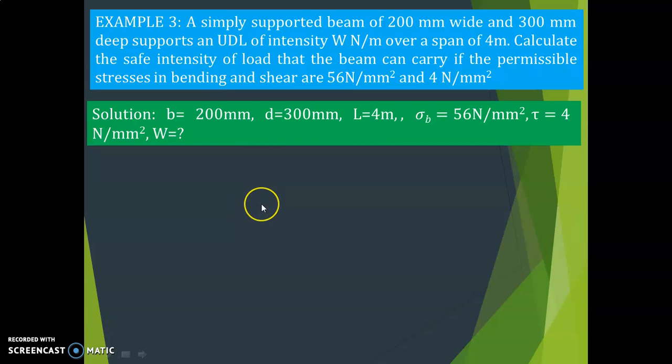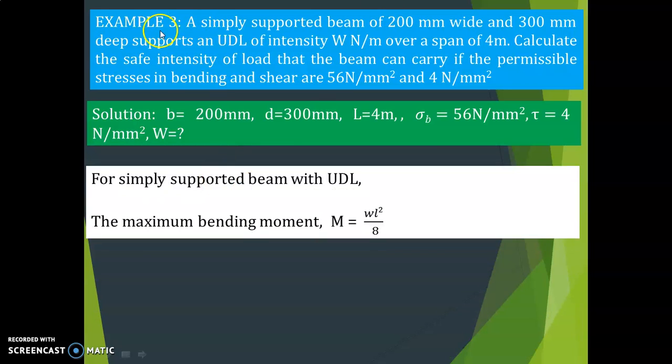So how you can calculate? What you have to do here? Here both bending and shear stress values are given. So you have to calculate W by using bending equation as well as shear stress equation. Once you get W, you have to see which is the smaller value, that is the safe intensity of load. So let us first find the W using bending equation.